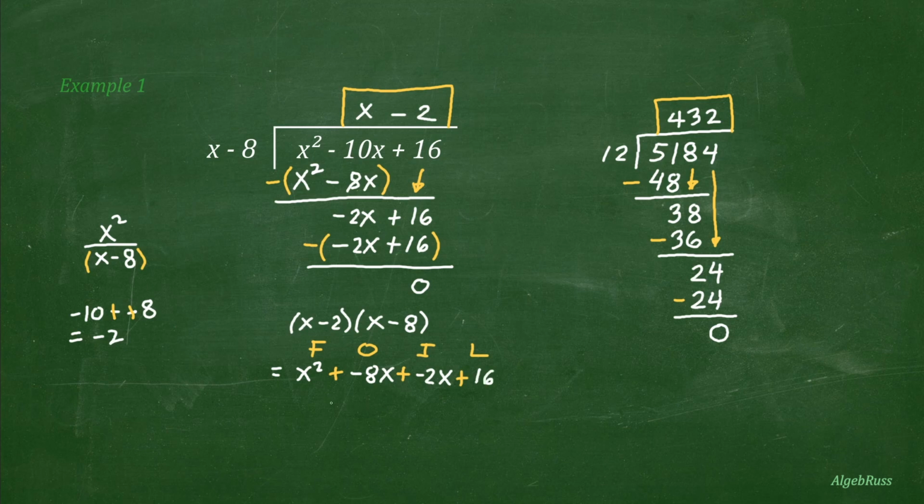And just like most FOIL or binomial by binomial multiplication, our outer and inner terms usually can be combined. They are like terms. So, copying our first term here, x squared, then negative 8x plus negative 2x is negative 10x. And then, finally, our constant 16. So, in the end, by checking, we have this product which is equal to our original trinomial. Therefore, our x minus 2 is really the answer or the quotient to this trinomial by this binomial.